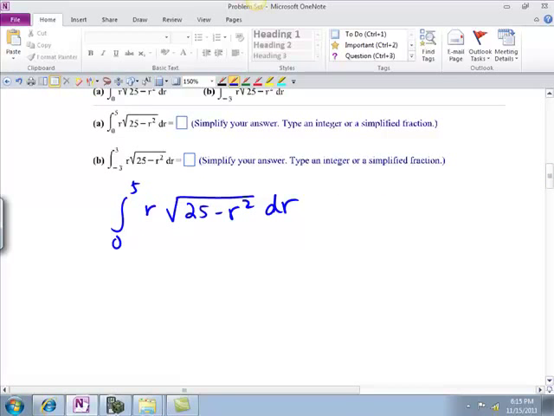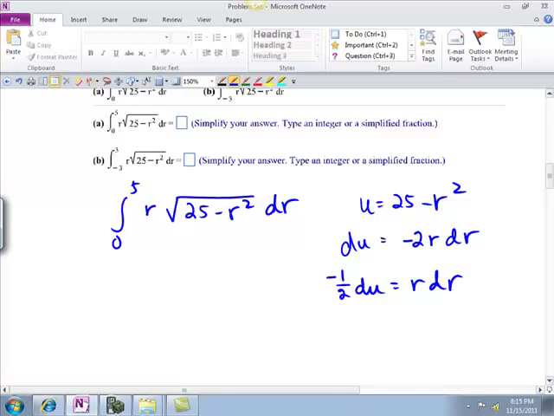Okay. So what's u going to be? And then du would be negative 2r dr. Do we have a negative 2 dr? We have r dr, so let's divide by the negative 2. So we have negative 1/2 du equals r dr. Okay? And then we're going to rewrite. So we have negative 1/2 times the integral from 0 to 5 of u to the what? 1/2 du.